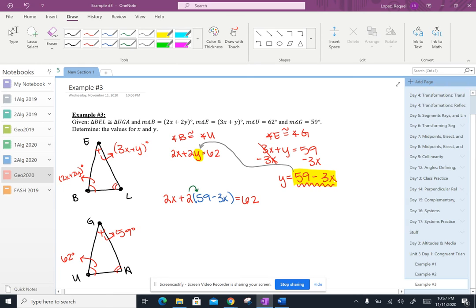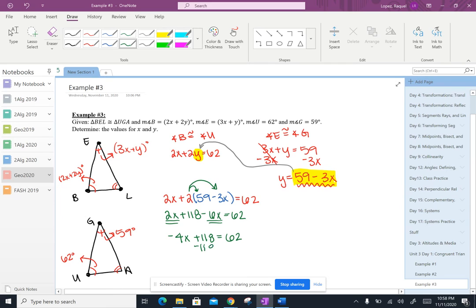So let's start off by distributing that 2 into that expression. So I end up with something that says 2x plus, well, 2 times 59, that's 118. And then 2 times negative 3x, that's negative 6x, equals 62. Okay, from here, we want to combine like terms. 2x minus 6x, that's negative 4x, plus 118 equals 62. And now we can solve for x.